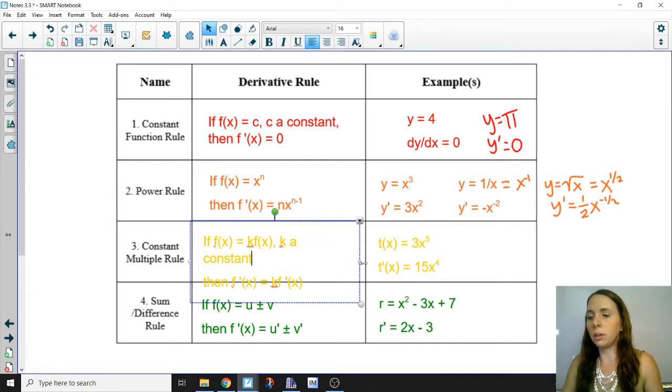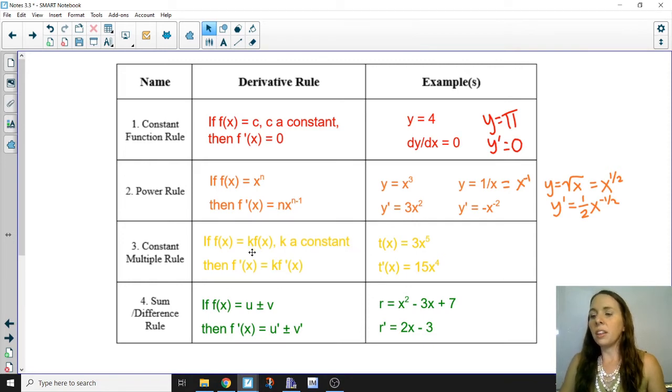Let's spell constant correctly. There we go. Then the derivative of the function is just going to be k, that constant, times your derivative, if that makes sense. Let me show you a really simple example.